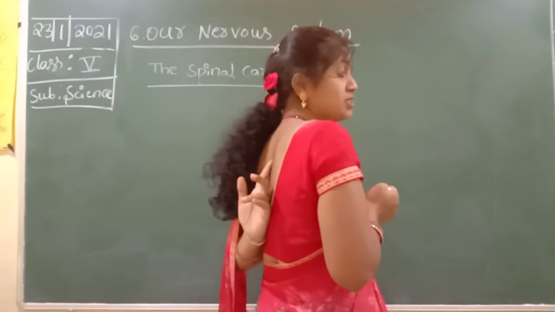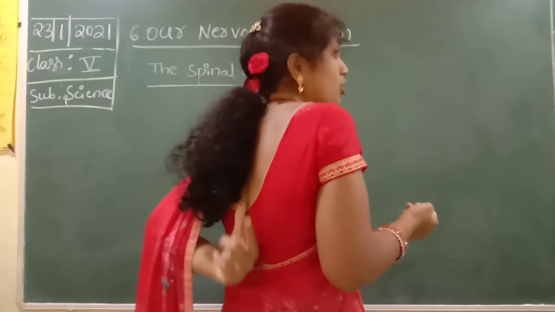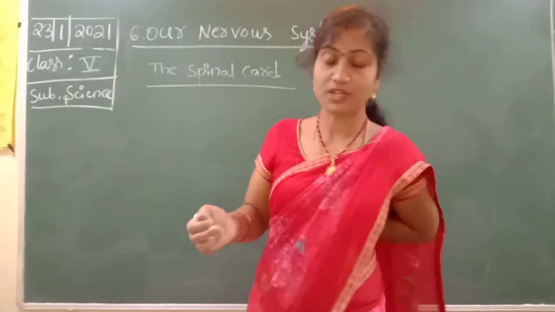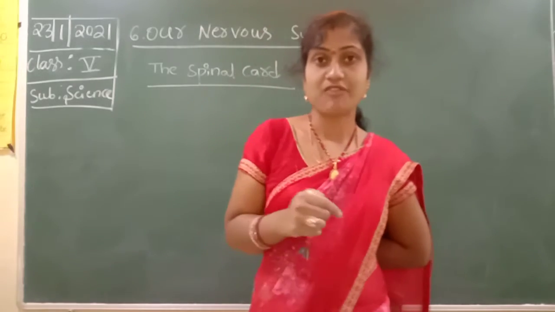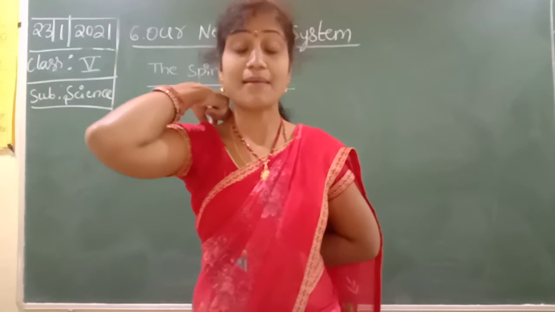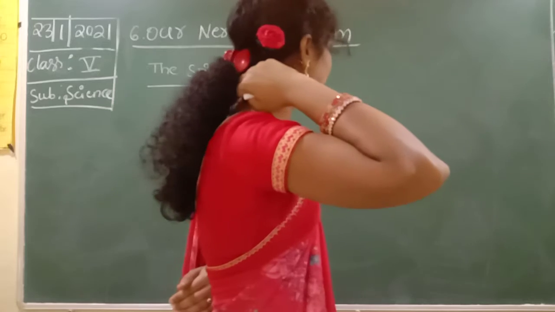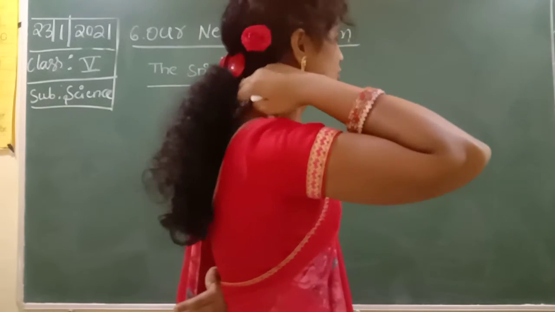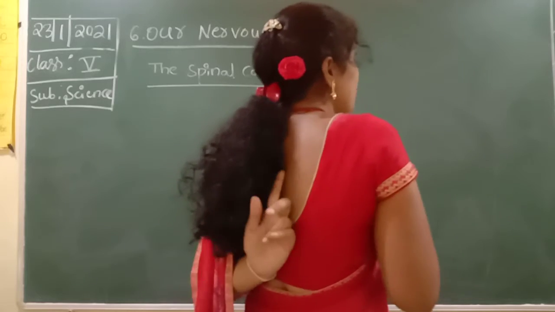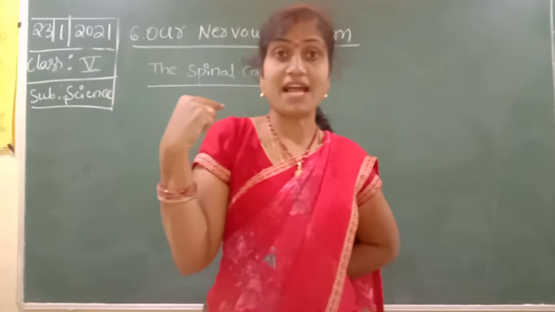Here you have to observe, this is our brain. There is one long rod-like backbone. Just touch your backbone. So the spinal cord extends from the base of the brain, or medulla, to almost the lower end of the backbone. This is called the spinal cord.